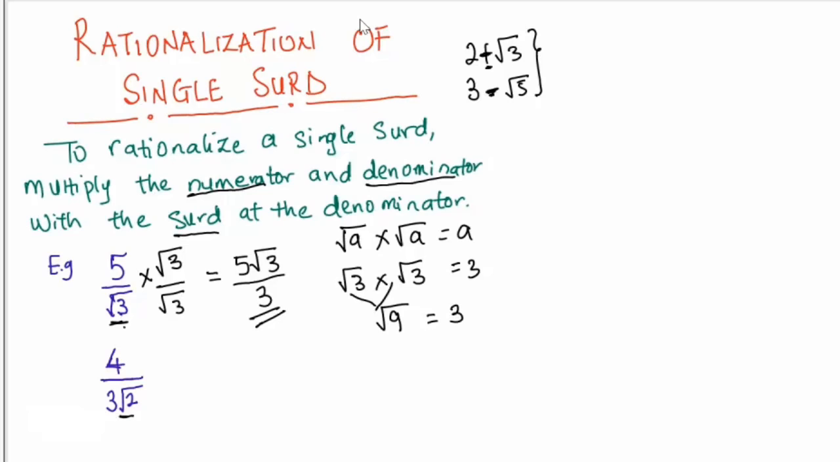So in this case, we have removed this surd from the denominator, and we now have a rational number as a denominator. So this is why it is termed rationalization.